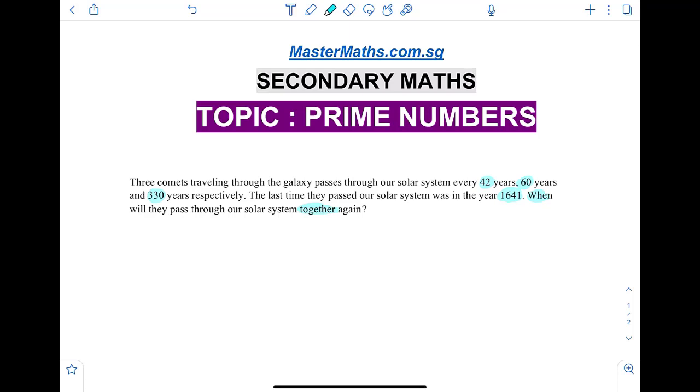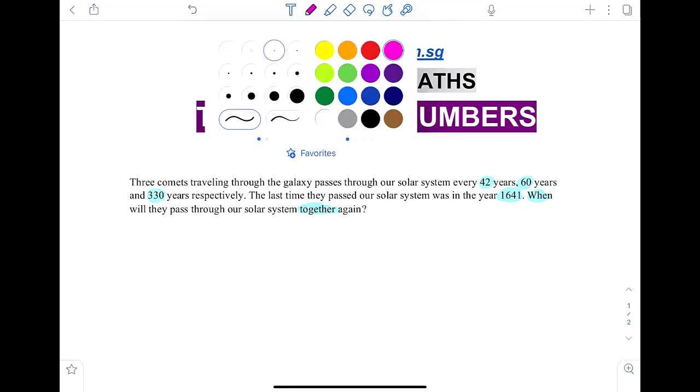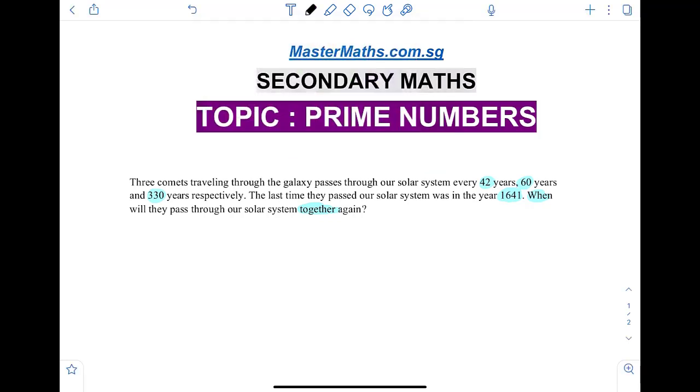Alright, so this is the thing. For the first comet, it passes through the solar system every 42 years, right? So 42 years will be the next one, and then subsequently it will be the 84th year, and then 126 years later, and so on.